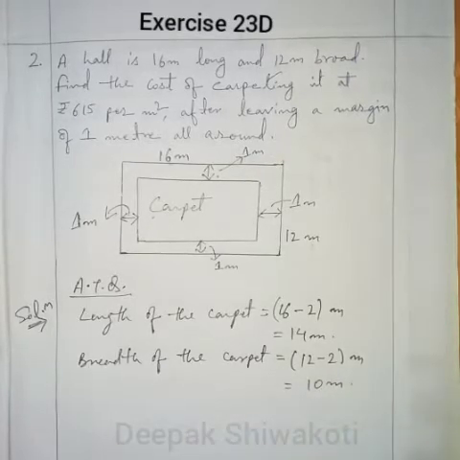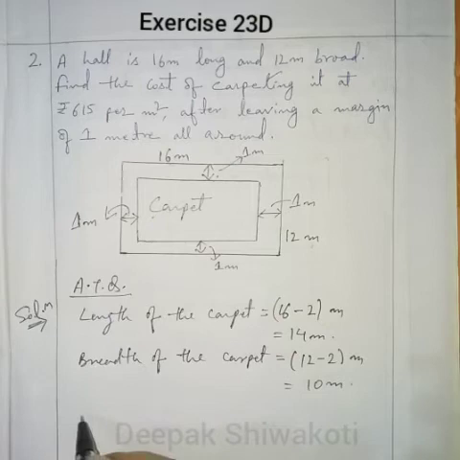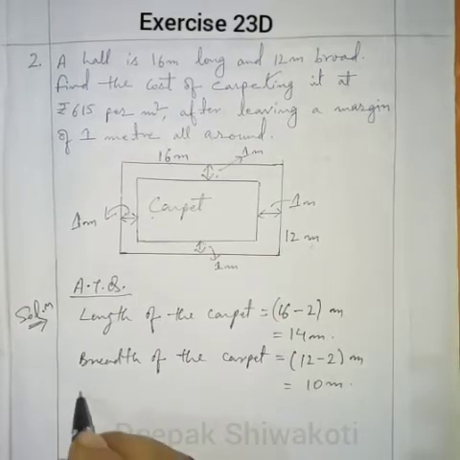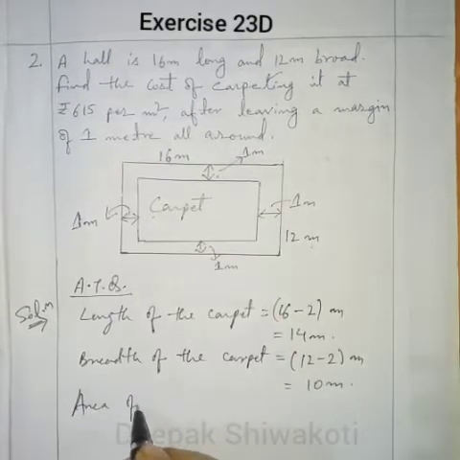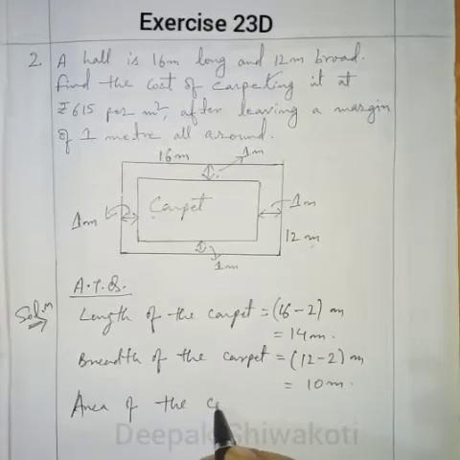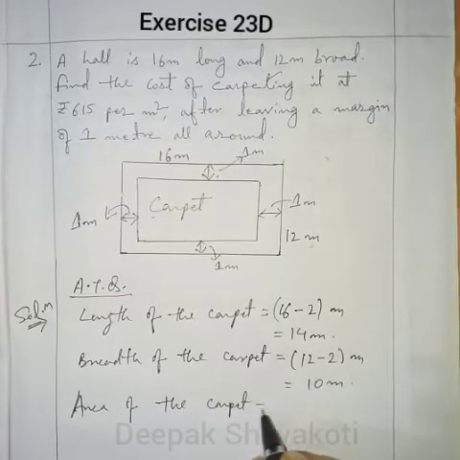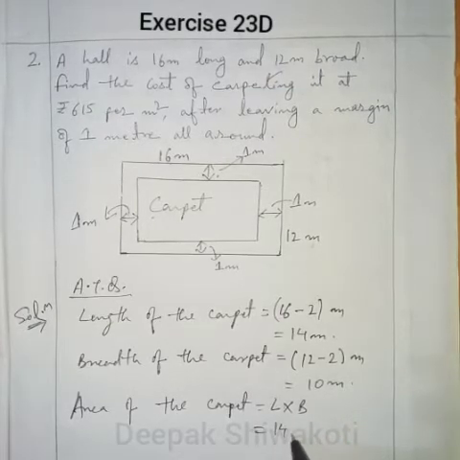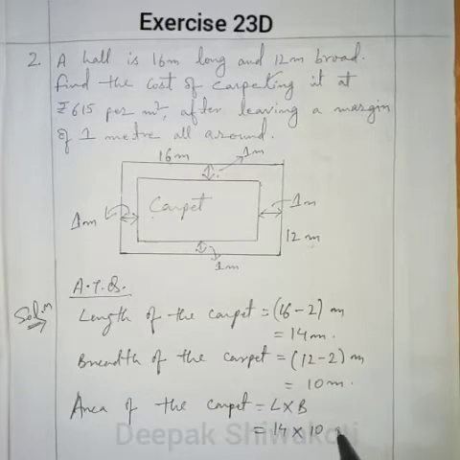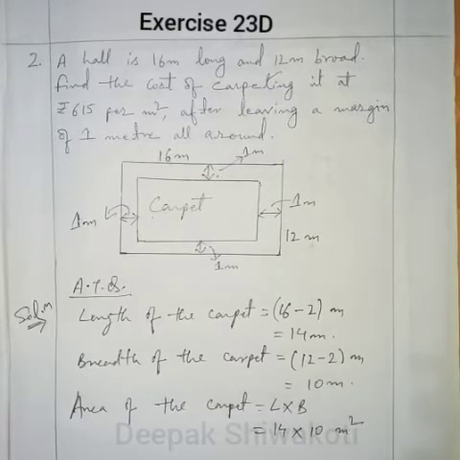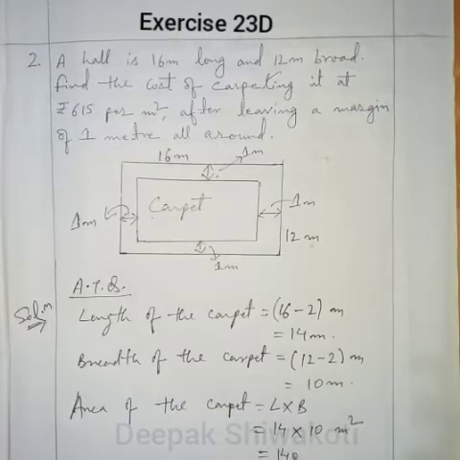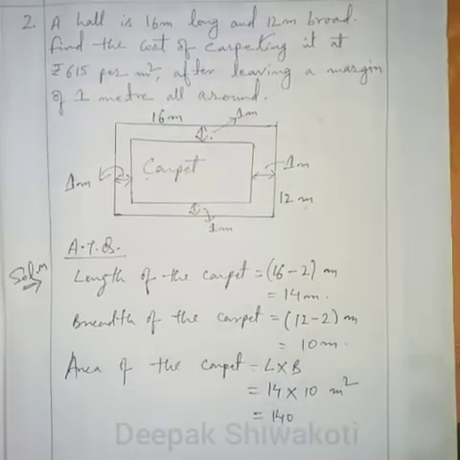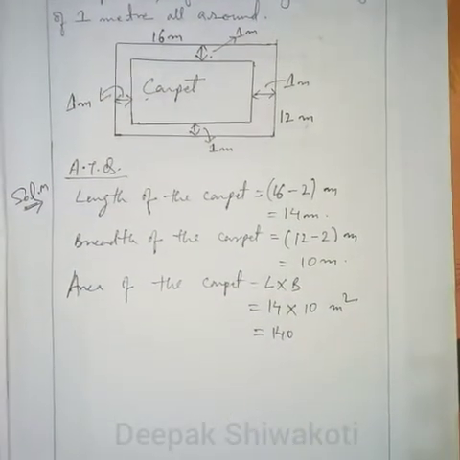Now the area of the carpet we can find out. Area of the carpet is length into breadth, length is 14 meter and breadth is 10 meter. So the area will be 140 meter square.